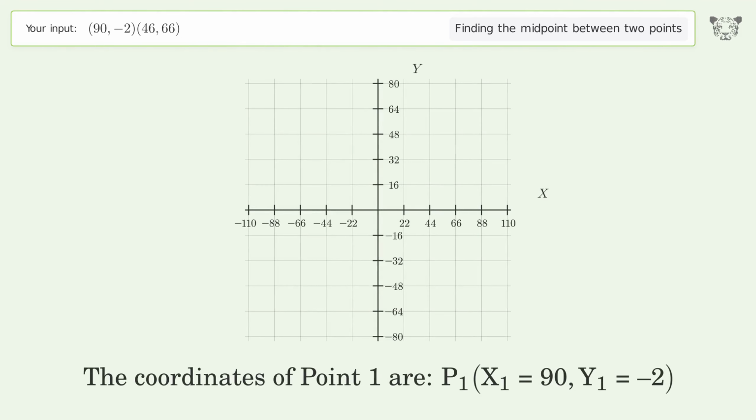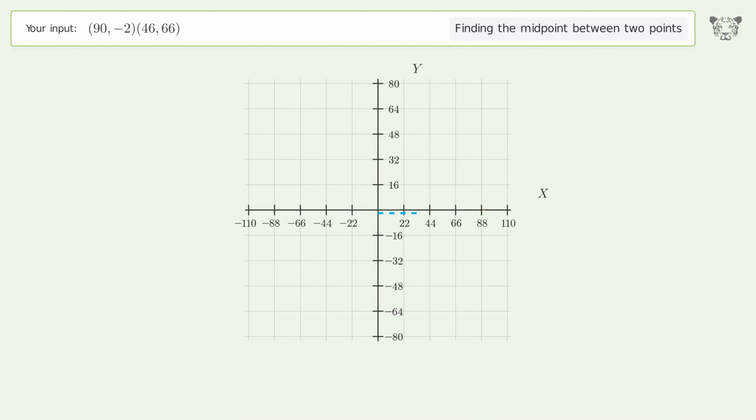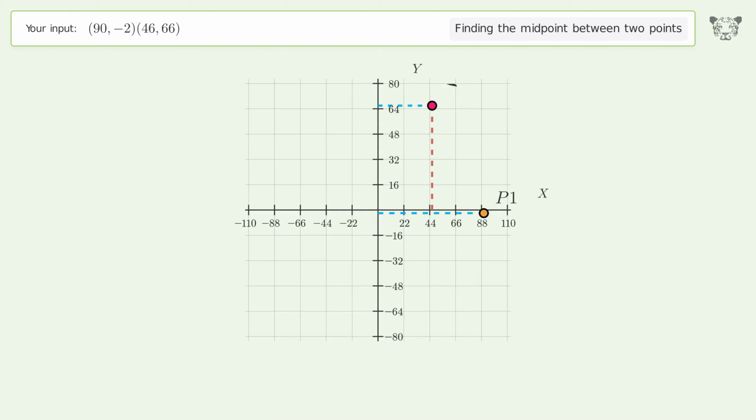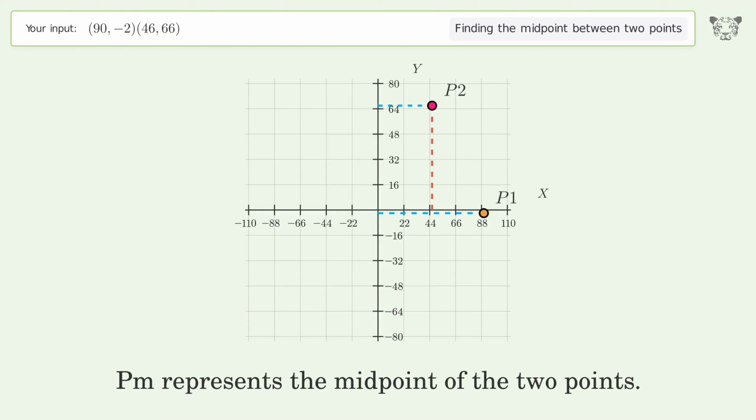The coordinates of point 1 are x1 equals 90, y1 equals -2. The coordinates of point 2 are x2 equals 46, y2 equals 66. PM represents the midpoint of the 2 points.